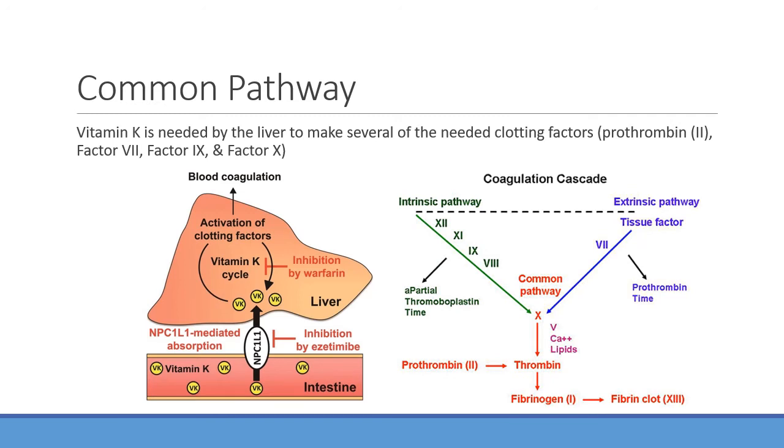So the question is, where do you produce a lot of clotting factors? The liver, yeah, the liver is going to be very important for forming a lot of clotting factors, and in fact, some of them are going to be vitamin K dependent.